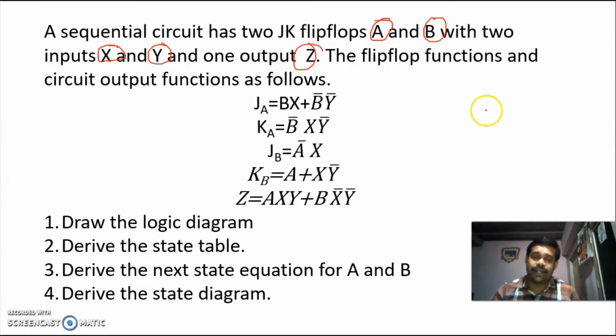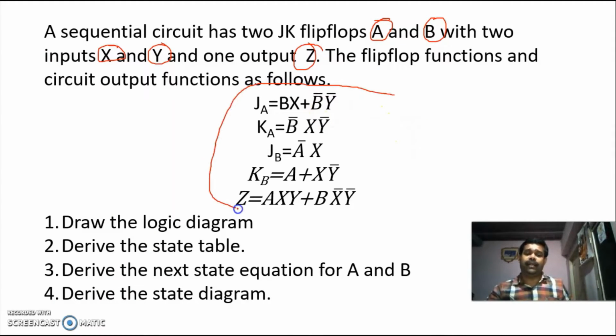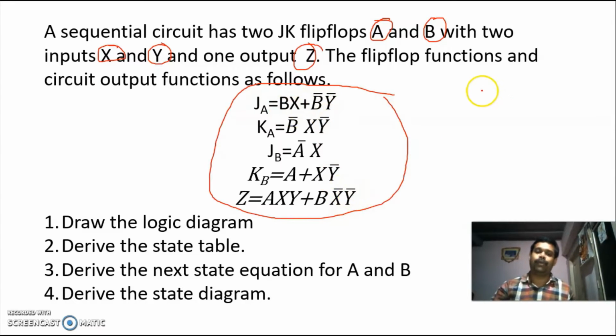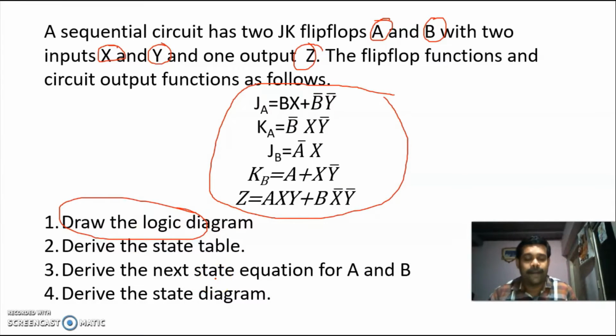So in this given question, instead of giving the circuit, they have directly given the flip-flop input functions and output functions, and they are asking us to draw the logic diagram, and derive the state table, next state equations and state diagram. The type of flip-flop you have here is JK flip-flop. In some other problem you can get SR flip-flop or some other, D flip-flop or T flip-flop.